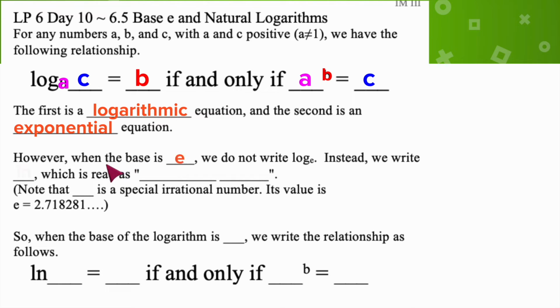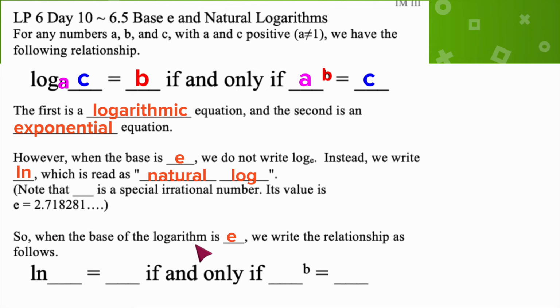All right, however, when the base e is used, we do not write log e. Instead, we write ln, which is read as natural log. Note that e, that should say e there, is a special irrational number whose value is e equals 2.718281, and it continues on and on forever. So it's a special irrational number, kind of like pi, that has its own value as well.